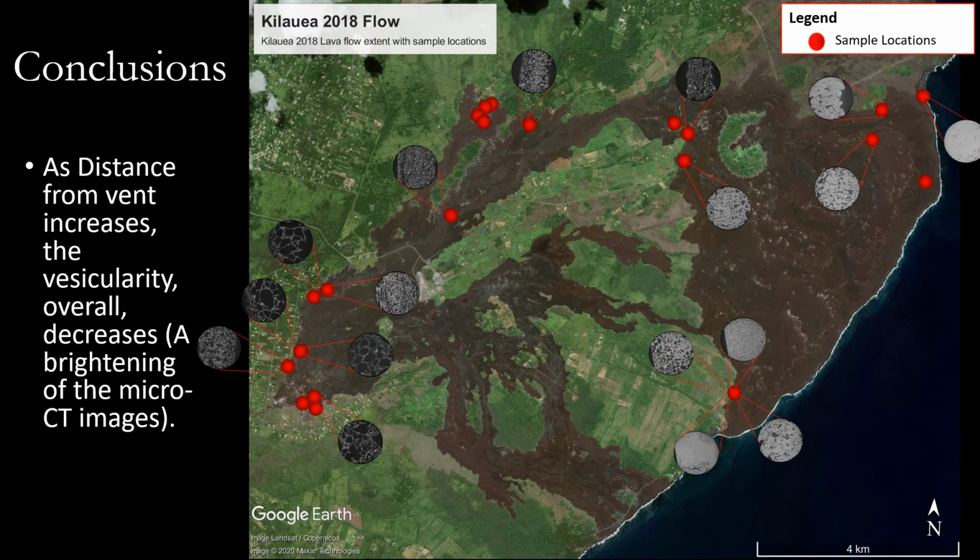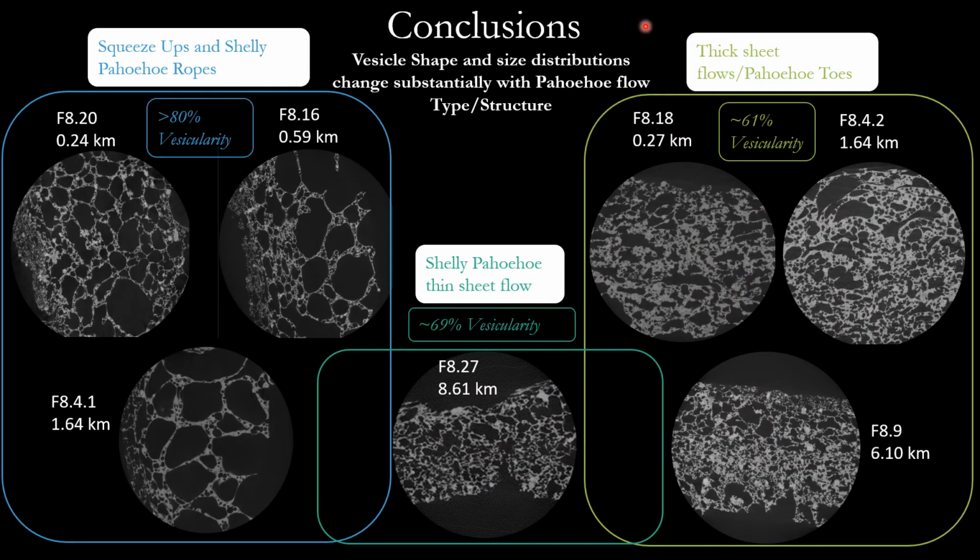So in conclusion, there is a very rough vesicularity decrease as one moves from the vent to the end of the flow, as you can see here in the brightening of these micro CT images, as that indicates more dense material, less airspace. While there is that correlation between distance and vesicularity, it isn't exact. And so I was able to find that vesicularity also changes depending on the types of structures within the po'o'i flows, not simply just po'o'i versus a'a.